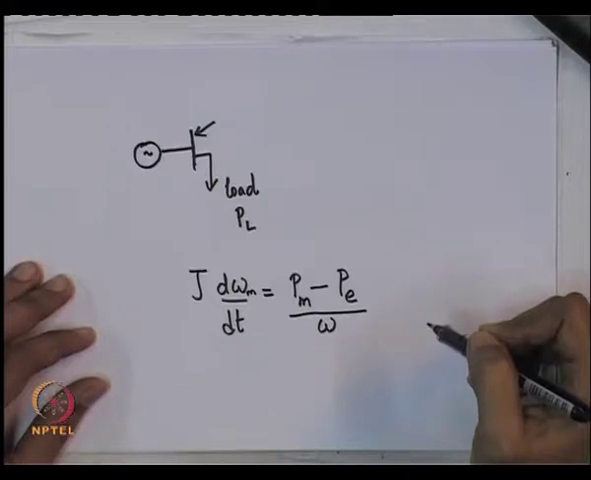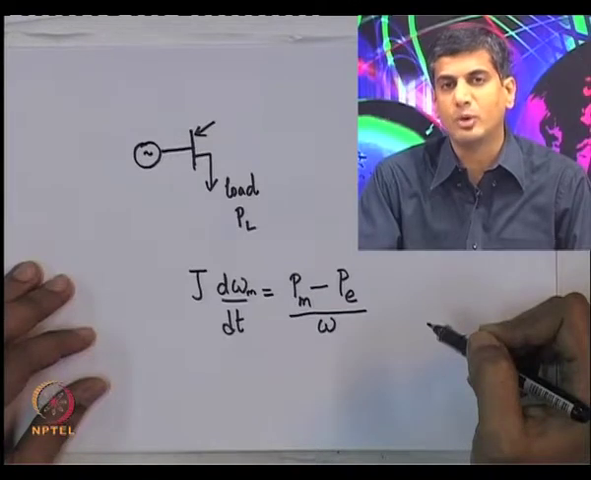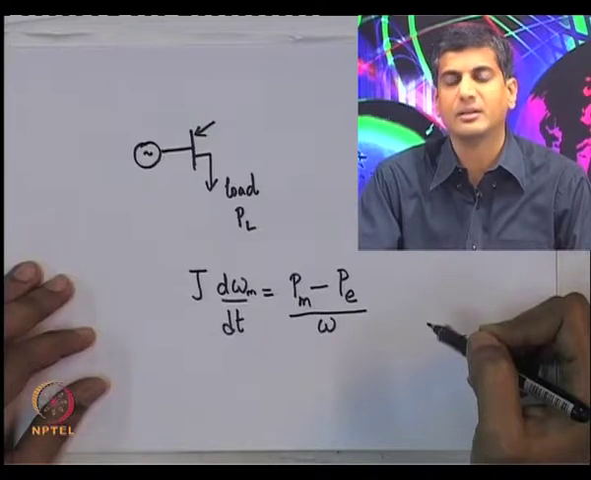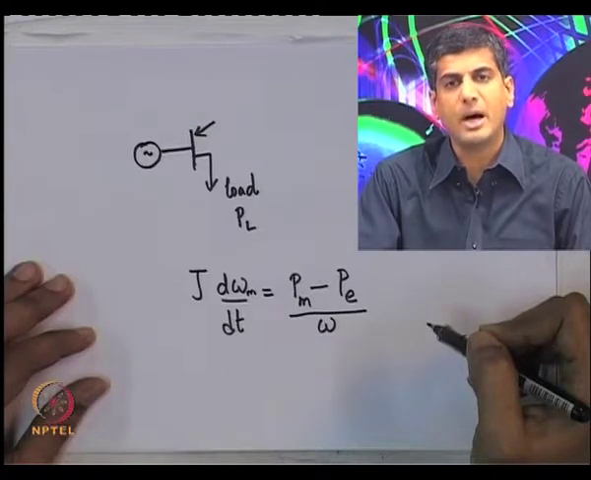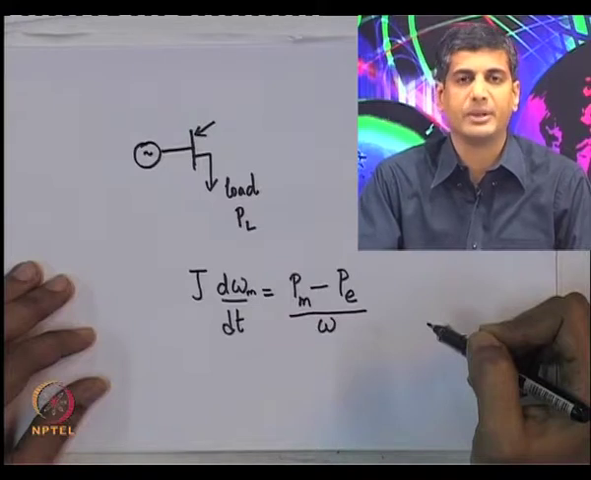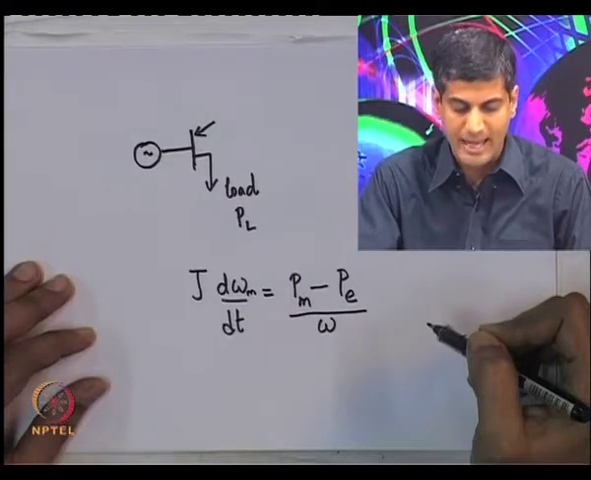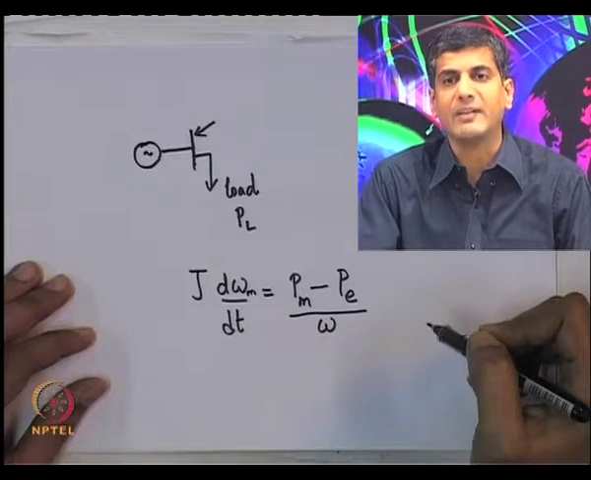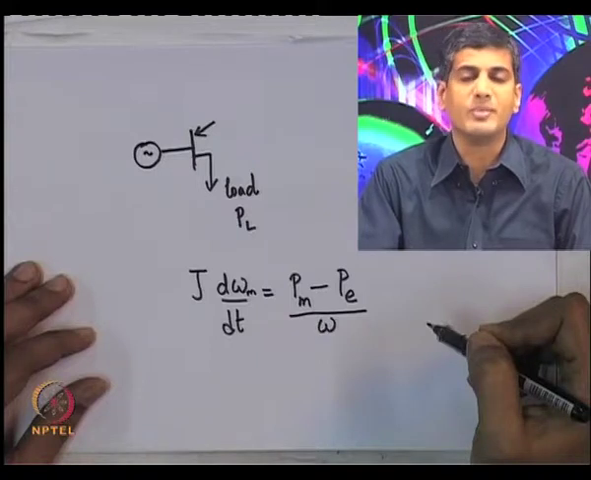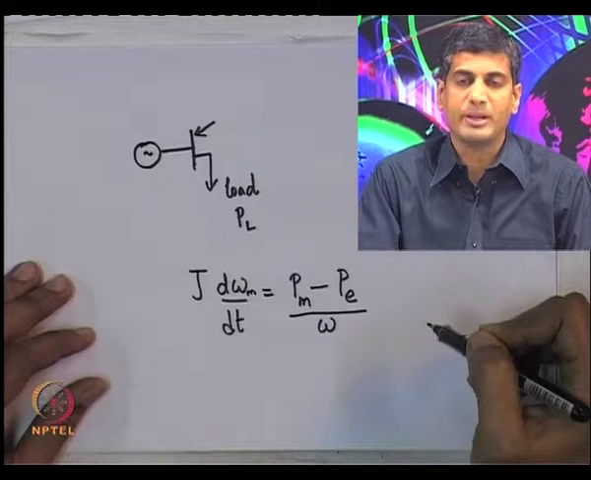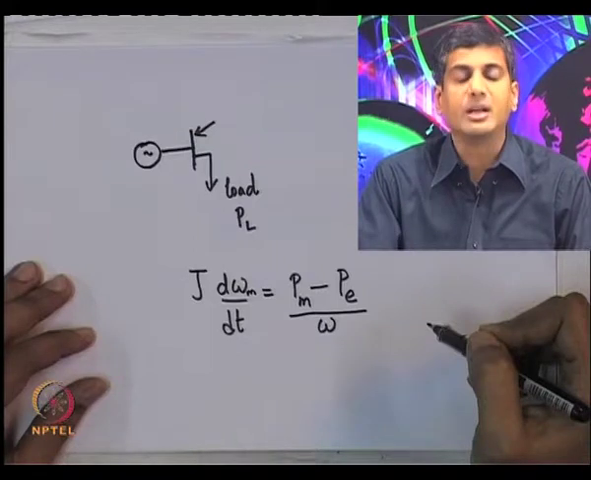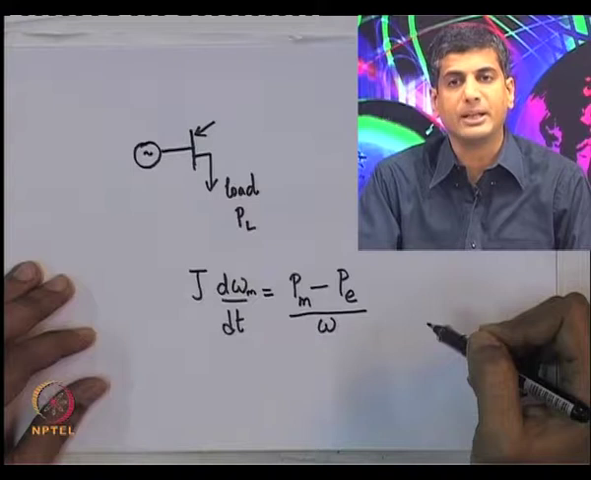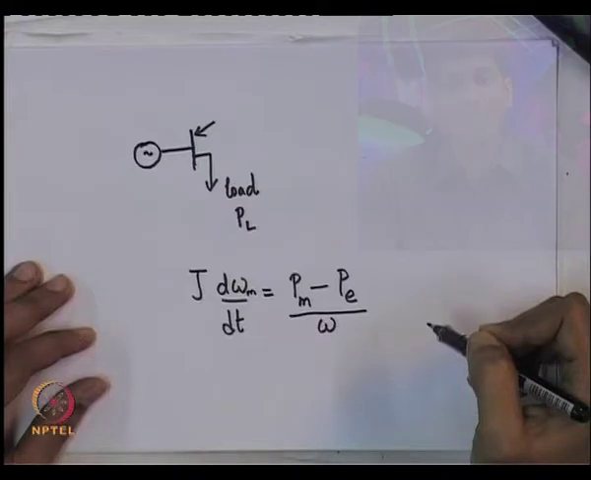Remember that torque is given by power divided by the angular velocity. The attentive among you would have noticed that there is a minor error here. The torque is given by power divided by the mechanical speed. So, in this expression we should have P m minus P e divided by omega m. Of course, we have corrected it a few minutes later, but it would be good for you to note this down. Once again, we should have P m minus P e divided by omega m.